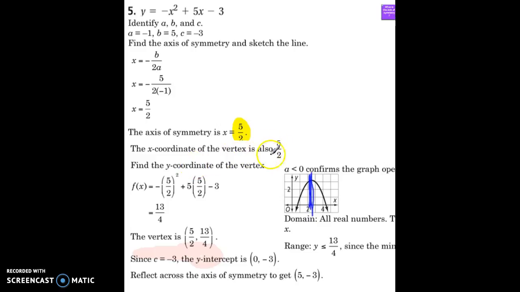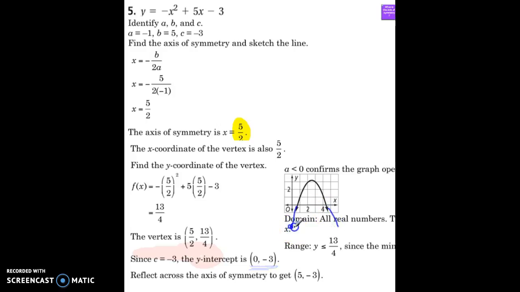So I am going to plug in 5/2 into my original equation. When I plug it in, I get 13/4. So 13/4 is right here. So this is my vertex. That's my exact vertex. Because this is standard form, I know my y-intercept is 0, negative 3. It's always 0 and negative 3. So if I continued the graph, it would be right down here.